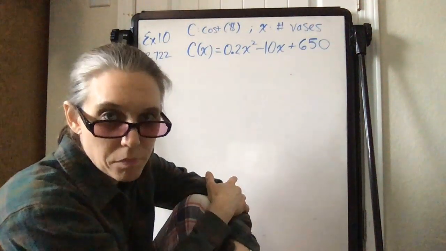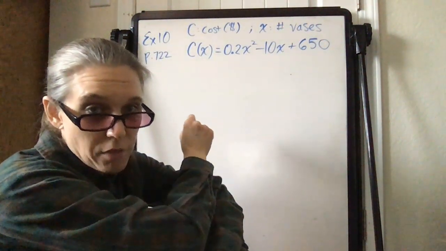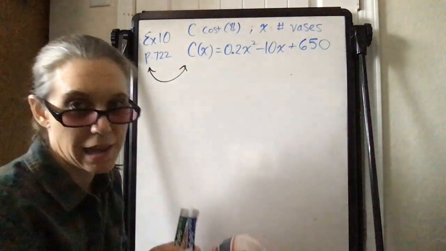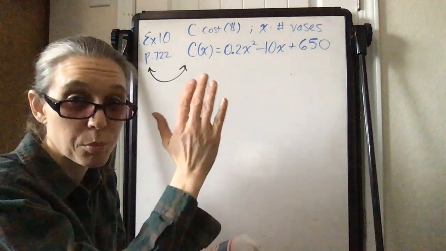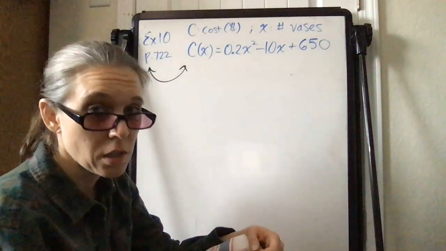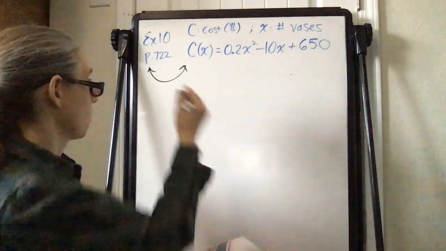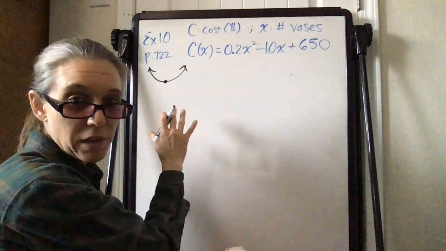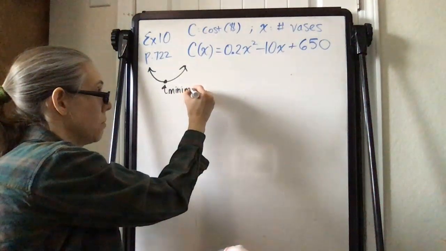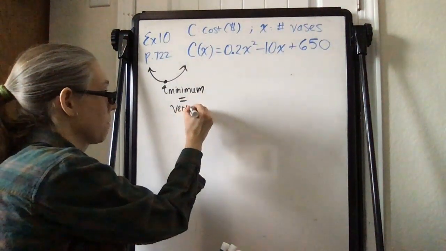All right, so let's think about this. This is a quadratic function. The graph of a quadratic function is a parabola. It's going to look something like that, right? We know it's a happy parabola, an upward facing parabola, because the leading coefficient is positive. So where is the minimum point of the parabola? When you have an upward facing parabola, the minimum point is always going to be the vertex.